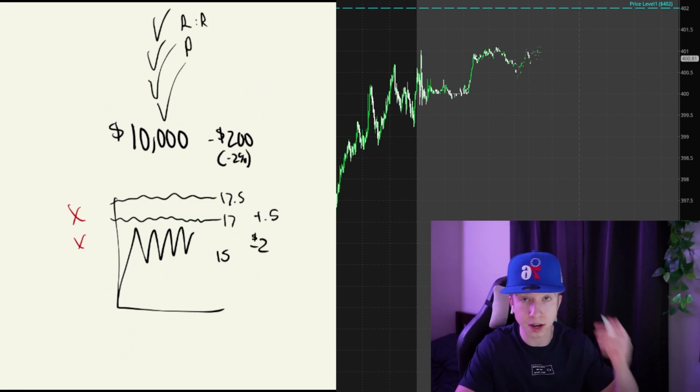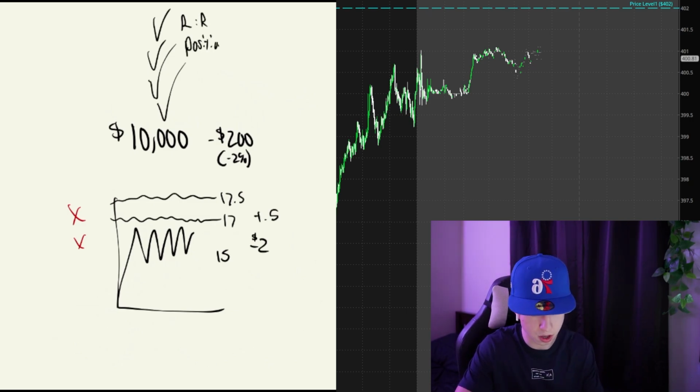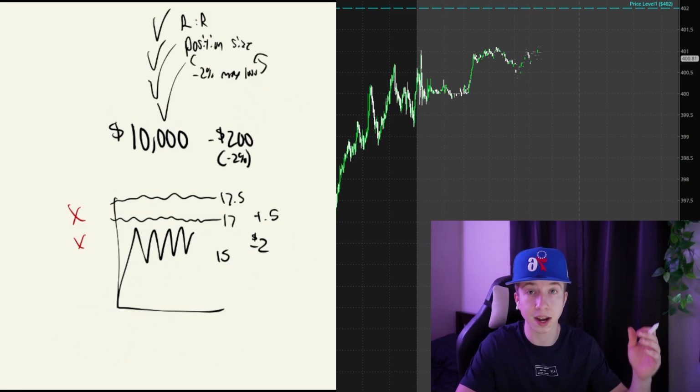You have to make sure in your head or whatever you're doing, you have a checklist. Does it meet my position size? Check. Is it within the negative 2% max loss for the day? Check. And that just goes back to the position size. Your position size has to equate to that negative 2% on your account or less.